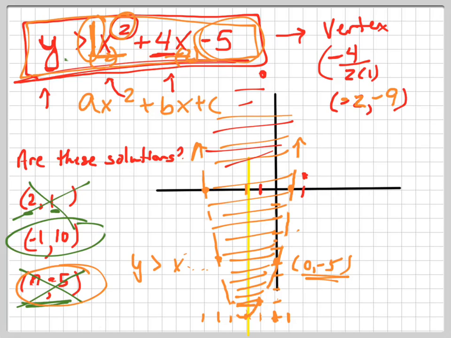And so if you look at the picture, you can then see very quickly that point right there. I think that's probably 6, 0. 1, 2, 3, 4, 5. 6, 0 is not a solution. Why do I know it's not a solution? Because it's not being shaded.